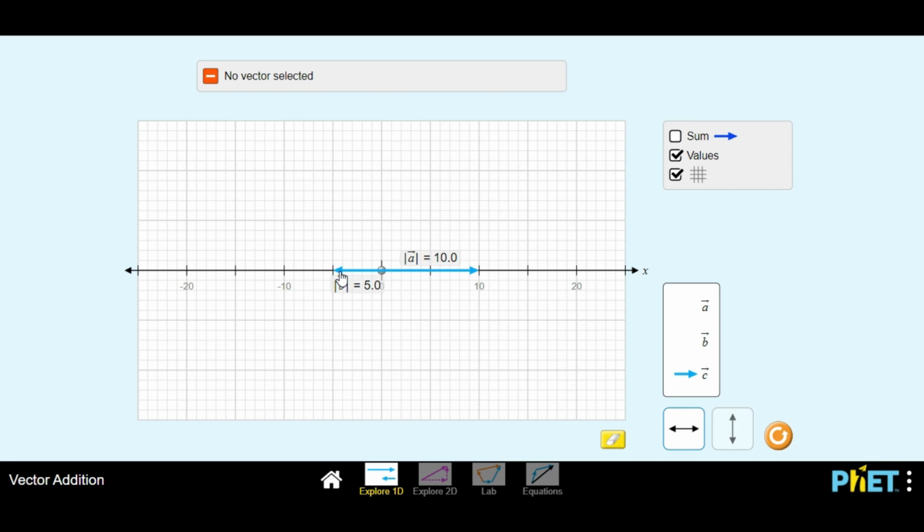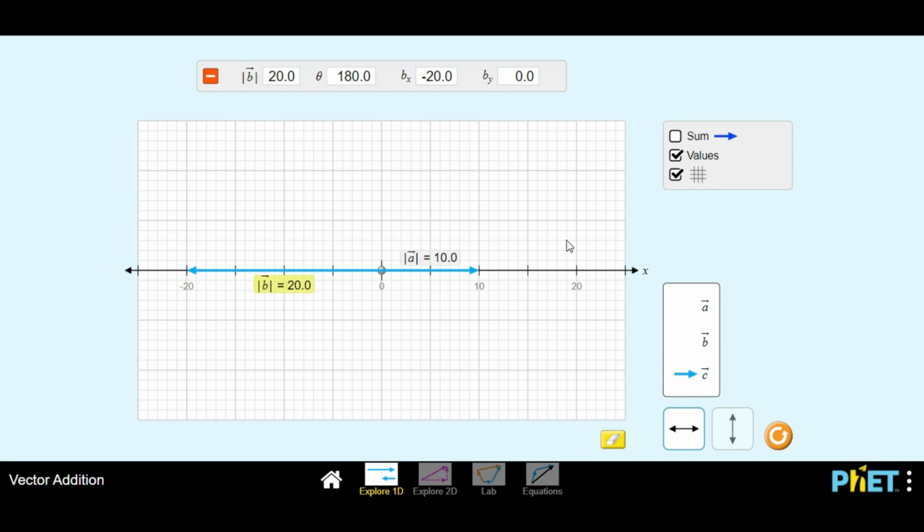What if the force directed to the left is higher, like this? Let's say 20. That's the force to the left, 20. The force to the right is just 10. So what is the resultant? Try to answer, everyone.